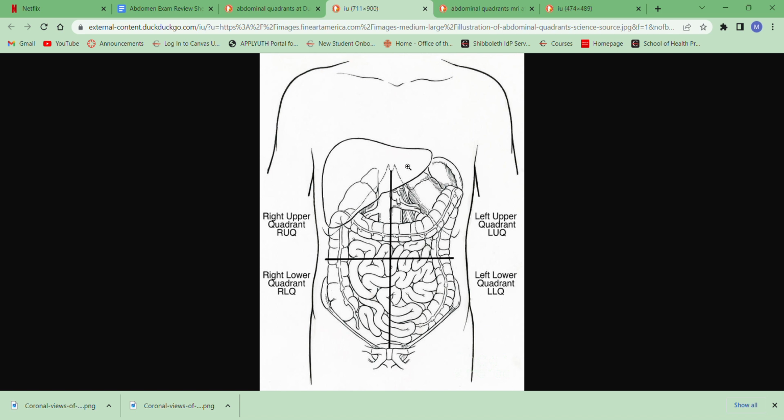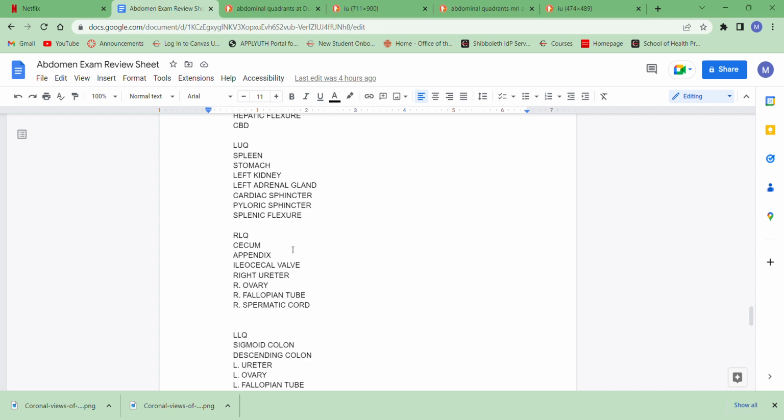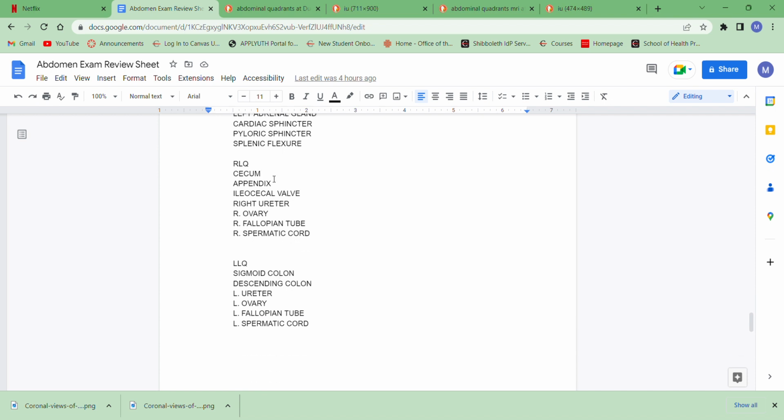But like I said, as long as you can close your eyes and visualize this, then you'll remember that, and it's not going to be a super big deal. And let's see, right lower quadrant is the cecum and the appendix. And the ileocecal valve, which connects the large bowel to the small bowel. And the right ureter. If the patient is female, you're going to see the right ovary and the right fallopian tube. If the patient is male, you're going to see the right spermatic cord.